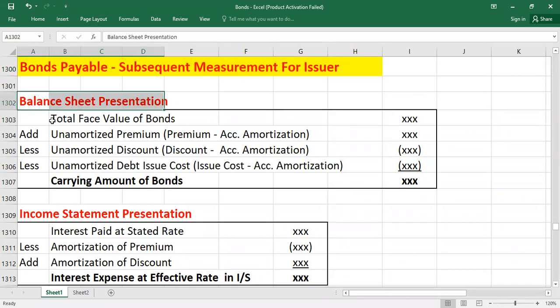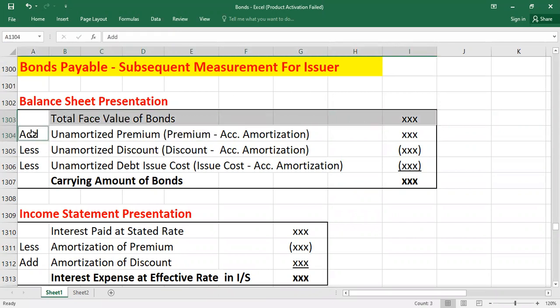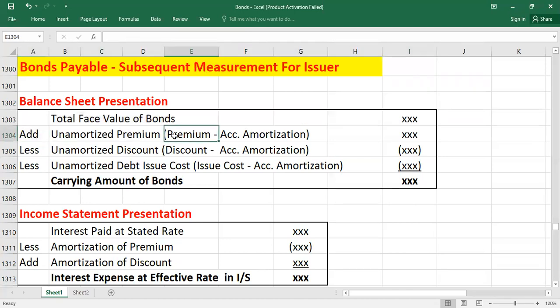First of all, you will write here the total face value of the bonds. Then you will add here unamortized premium. Unamortized premium means we need the total amount of premium less accumulated amortization of premium. This is how you will get unamortized premium. Less unamortized discount. Unamortized discount, again, we need the total value of discount minus accumulated amortization. This is how you will get it.